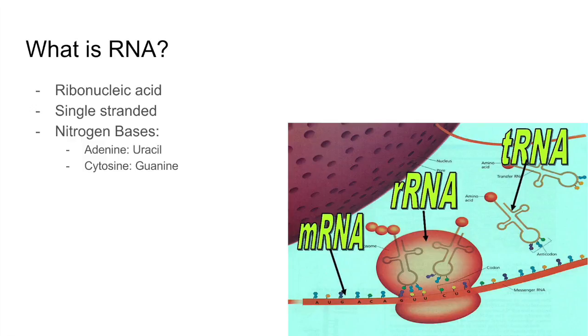mRNA carries genetic information out of the nucleus and into the cytoplasm. rRNA can be thought as a cell machinery that builds proteins. Lastly, tRNA brings amino acids to the ribosomes and they are then assembled.